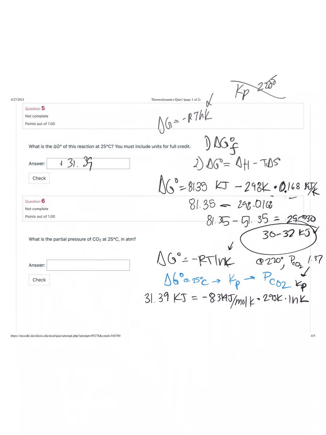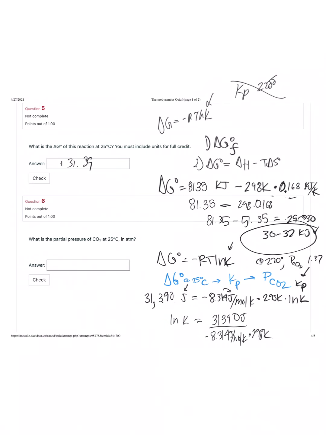Now, right off the bat, you notice we've got kilojoules here and we've got joules here. So we have to make sure we convert that. How are we going to do that? Move the decimal over 3 spots and turn that into a comma. We have 31,390 joules. Okay, perfect. So we're going to solve. The natural log of K is equal to 31390 divided by negative 8.314 joules per mole K, times 298 K.